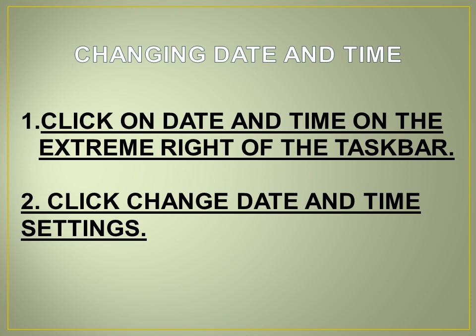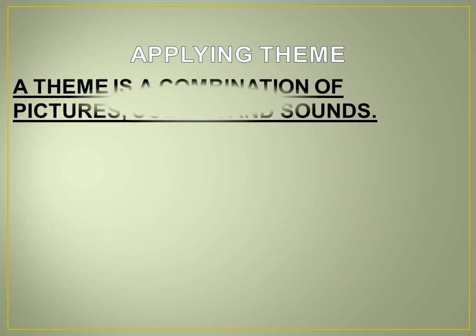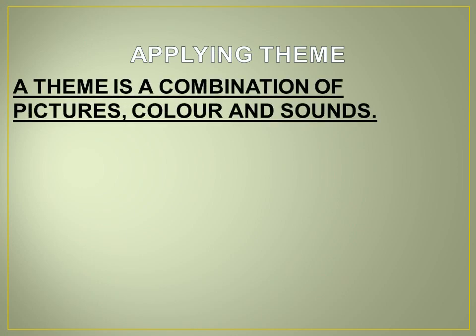Now we are in page number 41 and we will learn the next topic, that is applying theme. But before that we will have to know what is a theme. A theme is a combination of pictures, color and sound. So what is a theme? You will have to learn the definition. A theme is a combination of pictures, color and sounds.